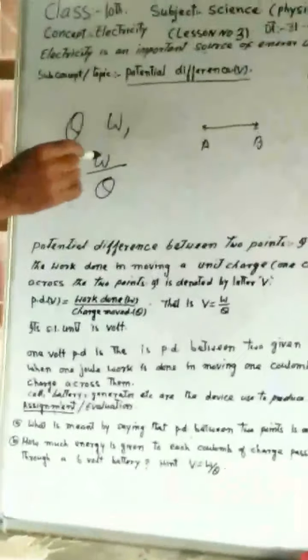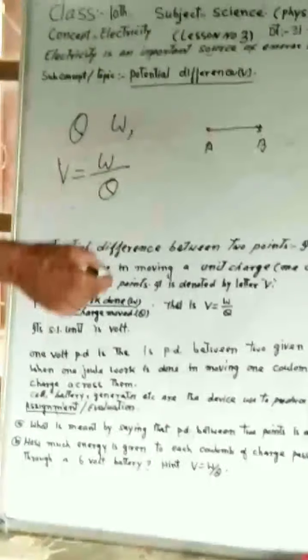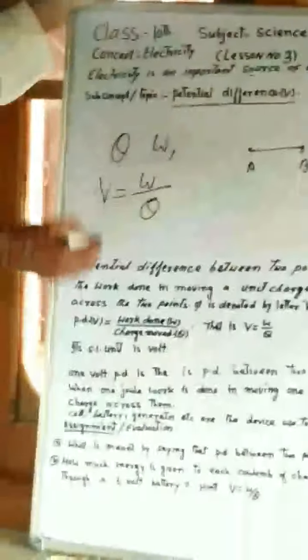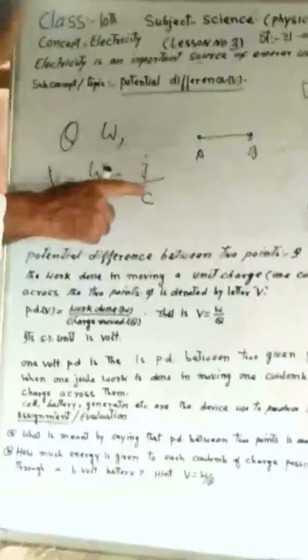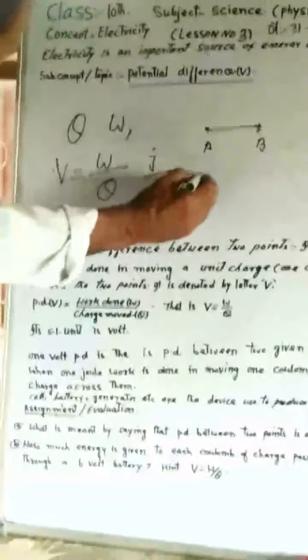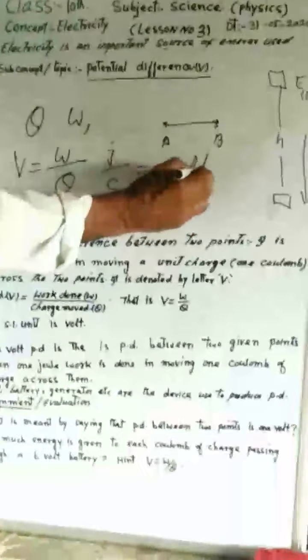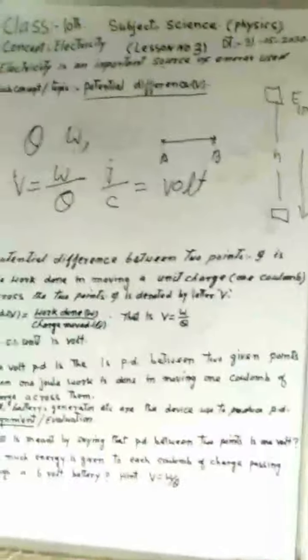Thus, potential difference between any 2 points is the work done in moving a unit charge between these points from one point to another point. It is denoted by V. Since the unit of work is joule and that of the charge is coulomb, the unit of potential difference is joule per coulomb. We call it volt in honor of the renowned scientist Volta.